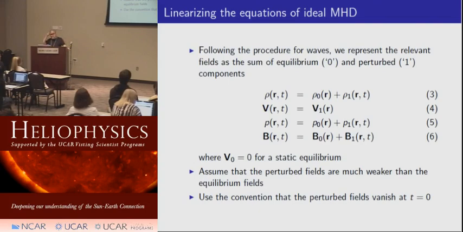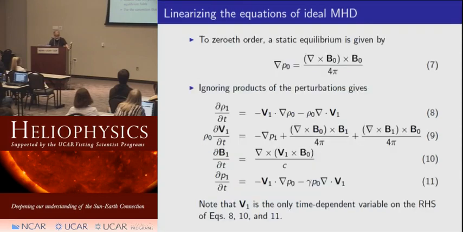That is not where the problem lies. The problem lies when the velocity has a spatial dependence. You need to really deal with it. But here, we're going to deal with things which don't have that. The pressure has a zeroth-order pressure. The magnetic field has a zeroth-order magnetic field. The zeroth-order quantities obey the equilibrium equation that I wrote: J cross B by c equals grad P, and V0 is 0 for static equilibrium. We assume that the perturbed fields are much weaker than the equilibrium fields, and use the convention that the perturbed fields vanish at t equals 0, and then you build it up from noise. To zeroth order, that's your equation: J cross B equals grad P.